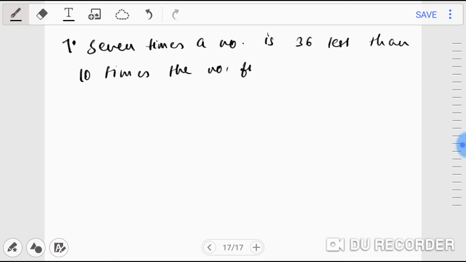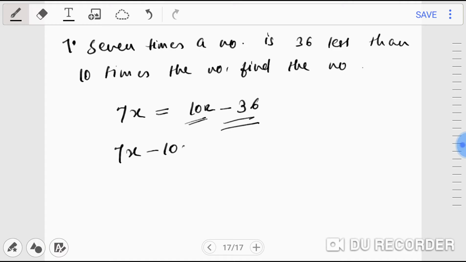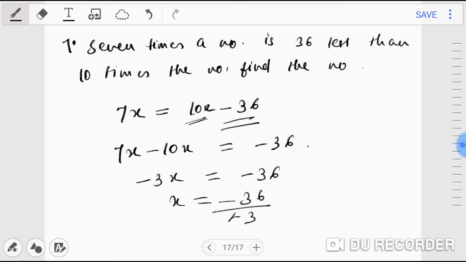Problem number 7, it says 7 times a number is 36 less than 10 times the number. Find the number. So 7 times a number means 7x is equal to 36 less than 10 times a number. Got my point? So 7x is equal to 36 less, meaning minus 36 plus 10x. You have to take 10x to this side, so it will go into negative. So the value of x is 12.